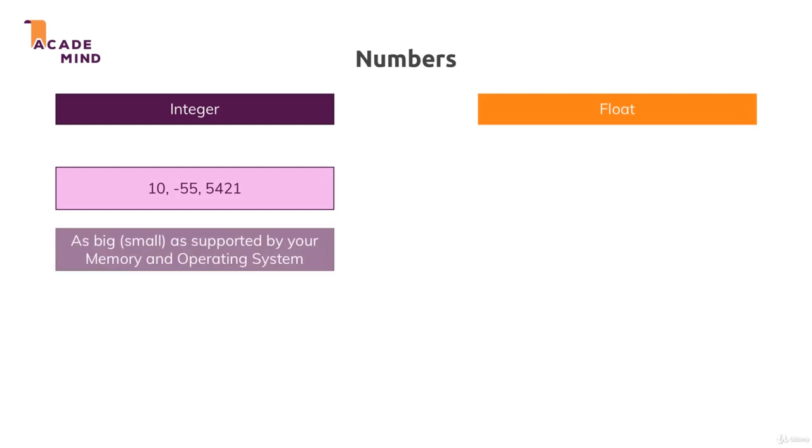Here are examples for integers, and the important part here is an integer in Python can be as big or small, if it's a negative number, as supported by your memory and operating system. Because 64-bit systems, for example, can leverage more of the memory than 32-bit systems. That's why the operating system also matters. But the important part is, this is the only limiting factor. There is no built-in cap or limit. So if you want to store a really big number in a variable, you can probably do that if your memory supports it.